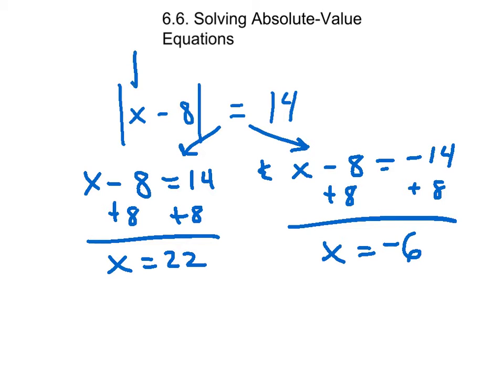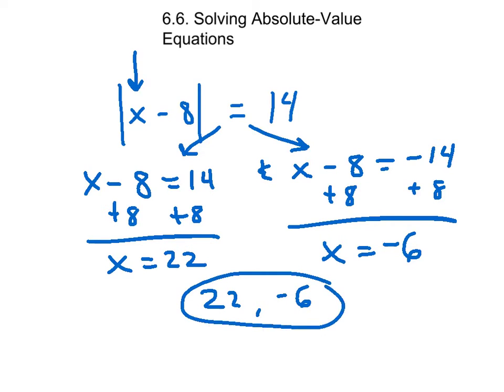You could put both those answers into this equation right there, and when you take the absolute value of it, you'd get positive 14. Try it out. 22 minus 8, that's 14. Absolute value of 14 is 14. And if you throw negative 6 in for x, negative 6 minus 8 is negative 14. Take the absolute value of negative 14, you get 14. So your two answers are 22 and negative 6. You could just list the answers. Something like that would be fine.